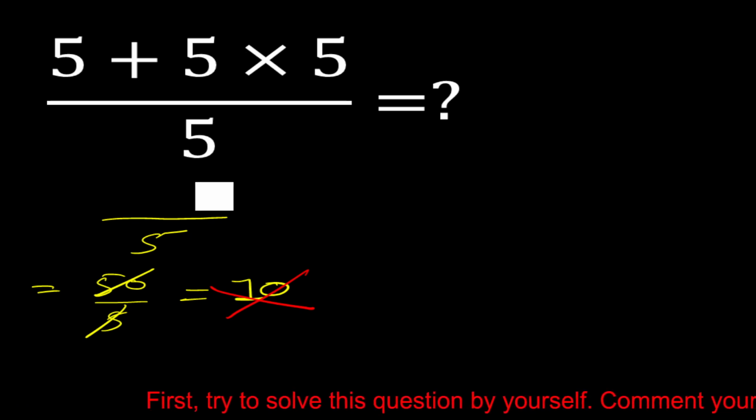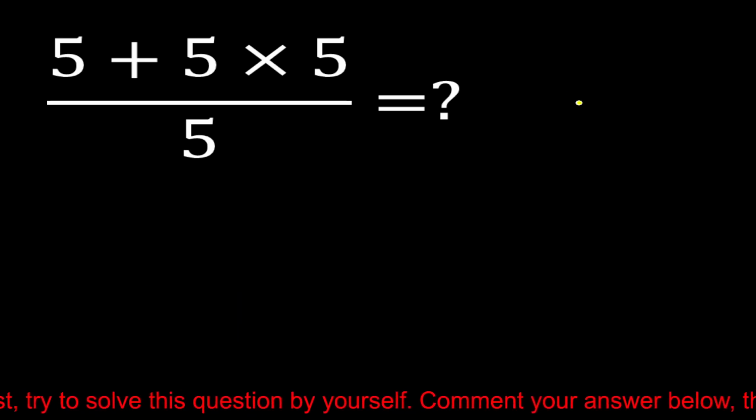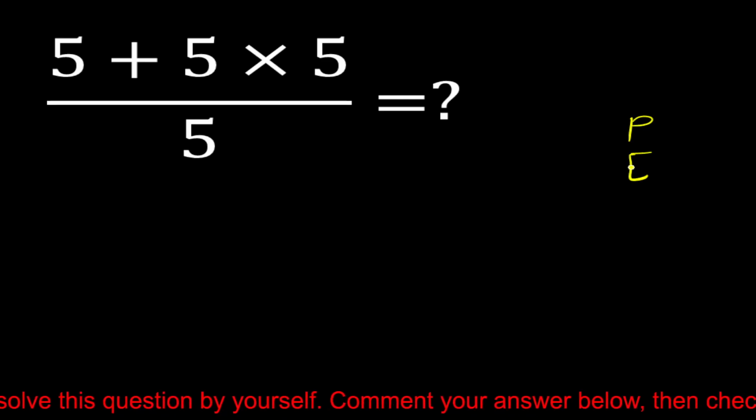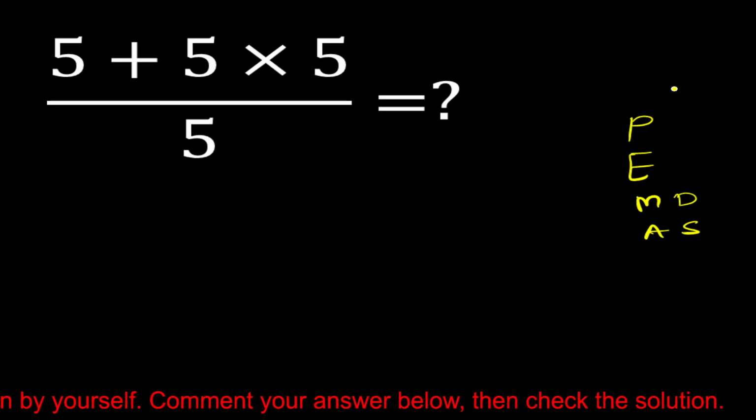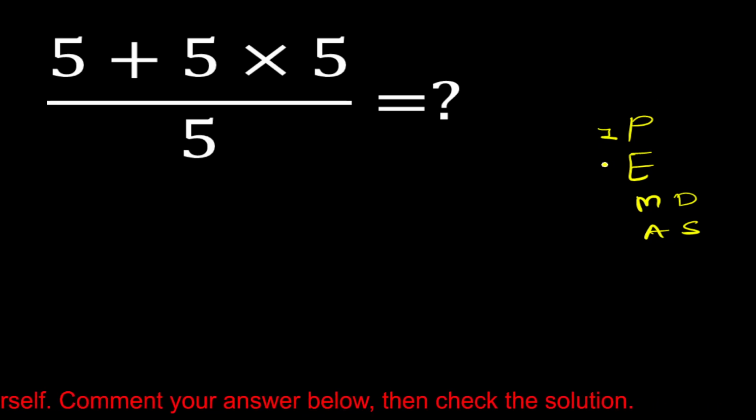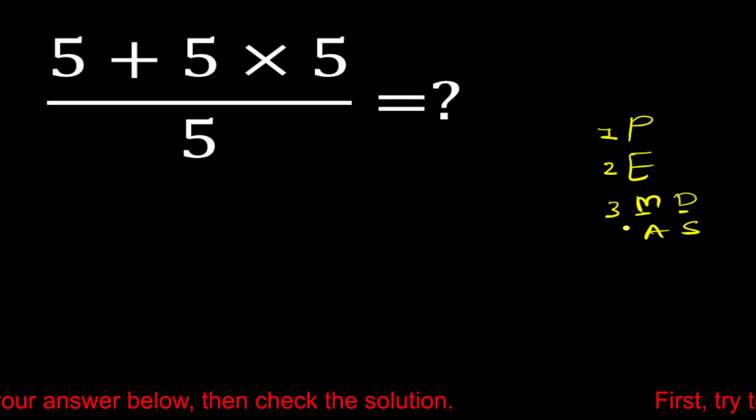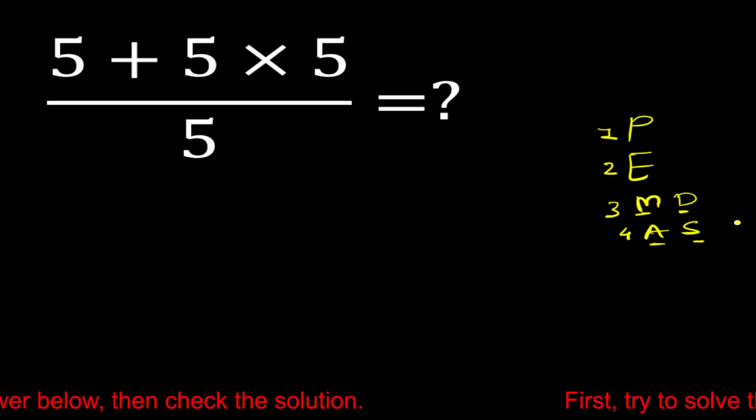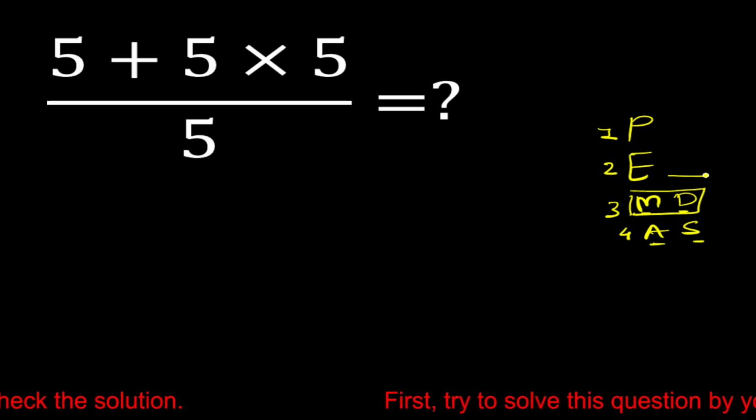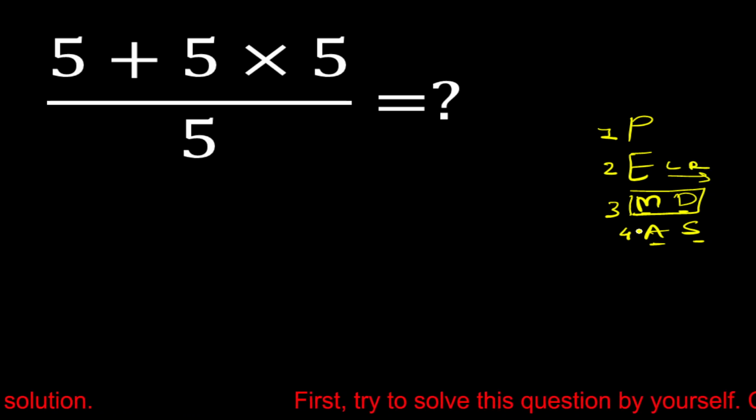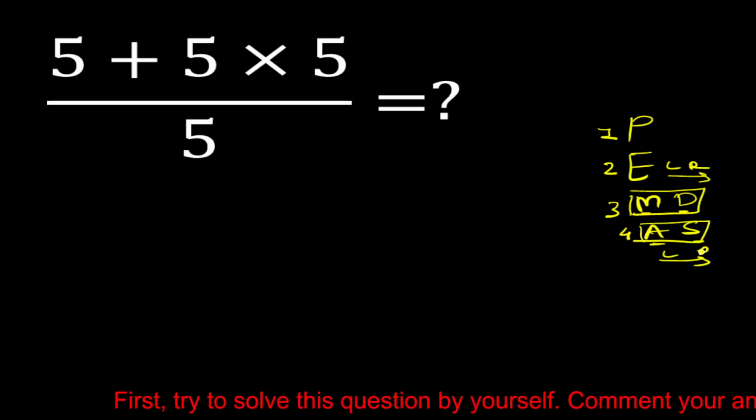So, now let's solve this problem correctly by using the PEMDAS rule. According to the PEMDAS rule, first priority is parenthesis, second priority is exponents, third priority is multiplication and division, and fourth and last priority is addition and subtraction. Multiplication and division both have equal priority, so we have to solve it from left to right. And also addition and subtraction both have equal priority, so we have to solve it from left to right.